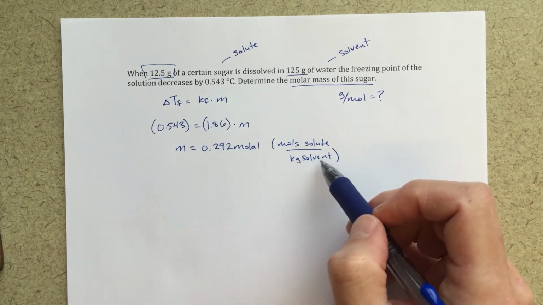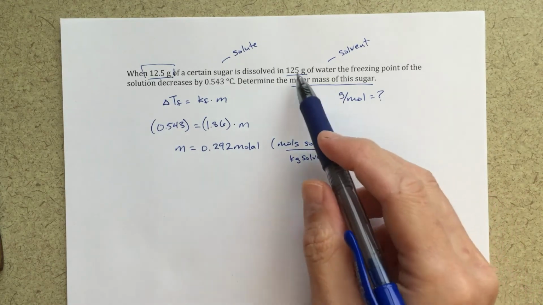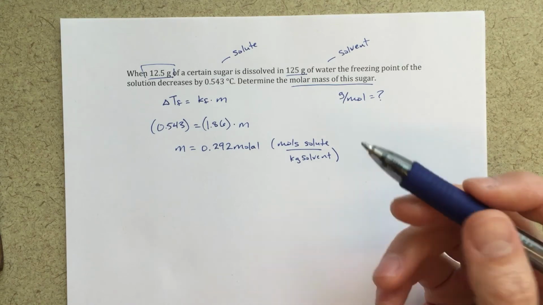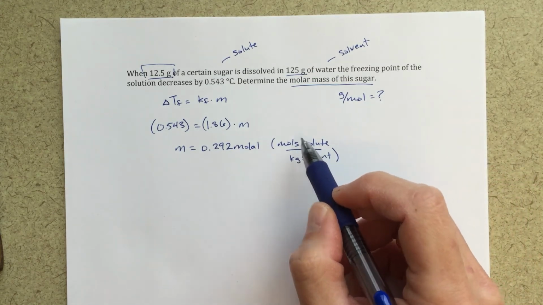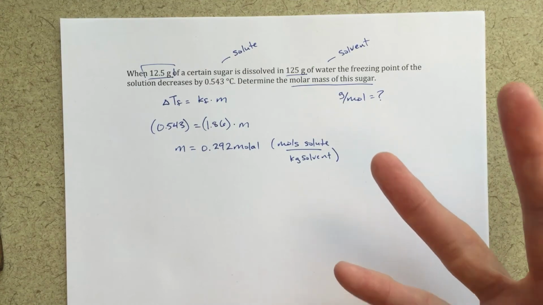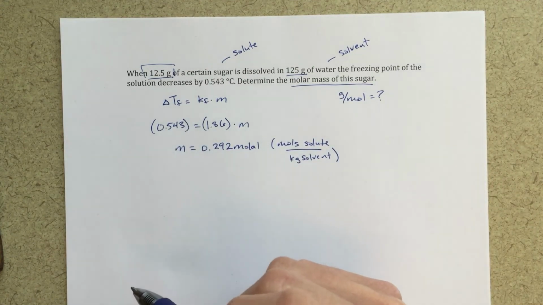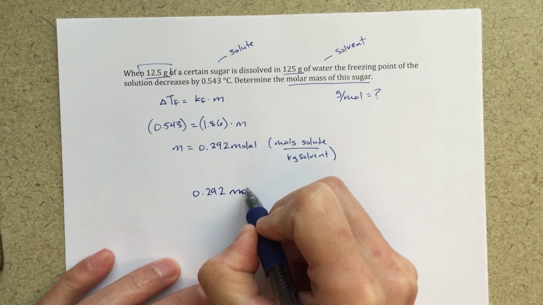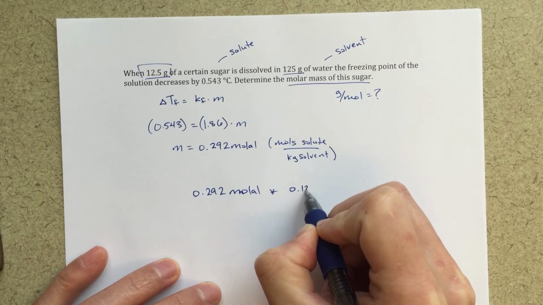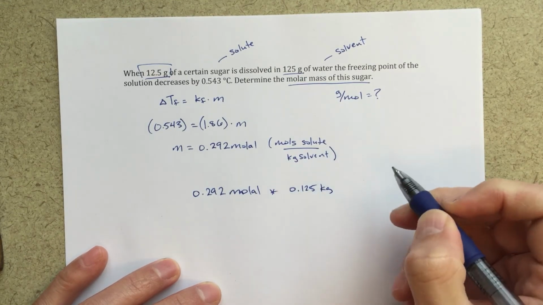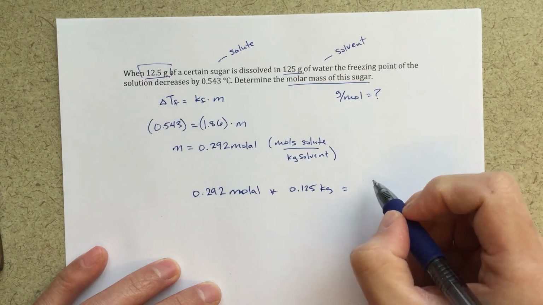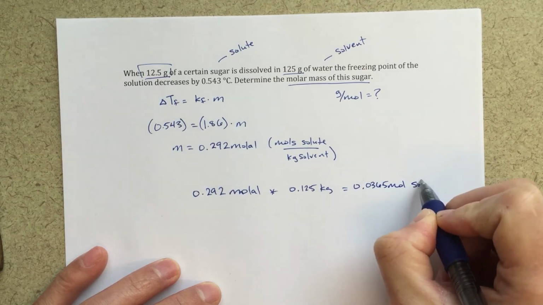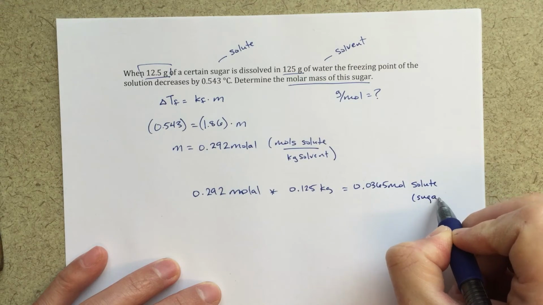What can I do with this information that will lead me in the right direction? Well, I know if I'm looking for the moles of the solute and I have the kilograms of solvent available, I can use this information and the actual mass of the solvent, the water, to figure out the number of moles of solute, the number of moles of sugar that must be dissolved in the solution to give this freezing point depression. So if I take 0.292 molal and I multiply that by 0.125 kilograms of my solvent, that's going to tell me that I have 0.0365 moles of solute, which in this case is moles of sugar.